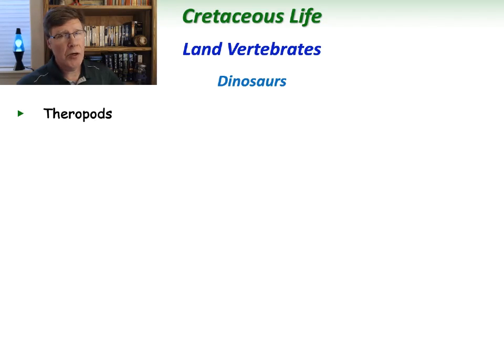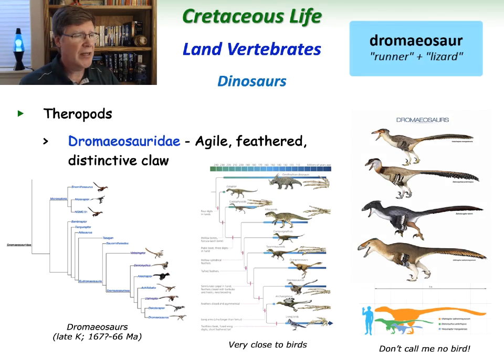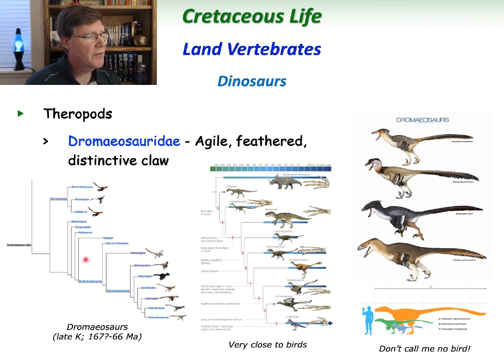Another popular theropod dinosaur are the dromaeosaurs. Okay, and this is kind of a strange word for the raptors. Here's the phylogeny of Dromaeosauridae, and there are many different kinds, but they're all similar in form: Velociraptor, Deinonychus, Utahraptor, Dakotaraptor, all these different dromaeosaurs.